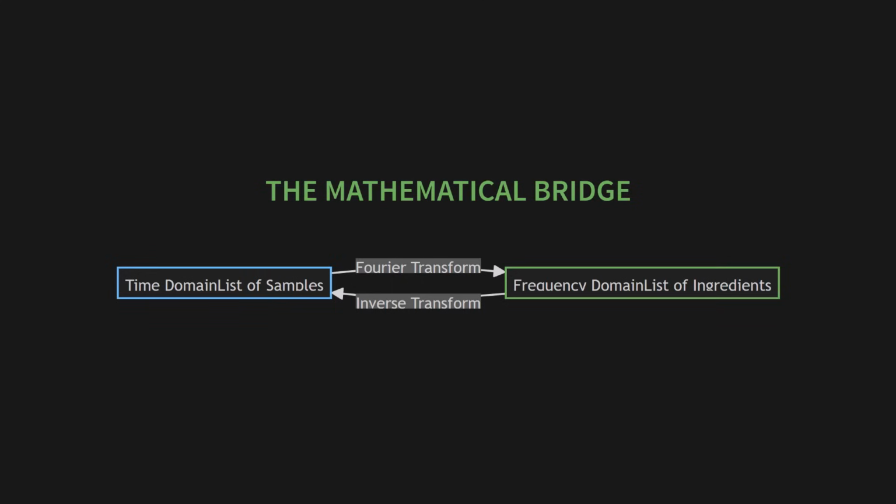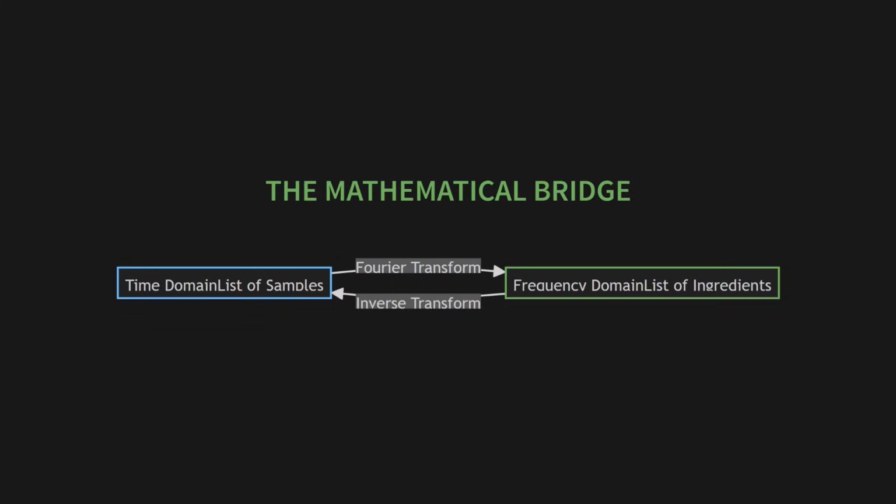And there's a mathematical bridge that lets us travel between these 2 worlds. As you can see in this diagram, you start in the time domain with your list of samples. You apply the Fourier transform, and you arrive in the frequency domain with your list of ingredients. And to go back, you just use the inverse transform. It's a perfect 2-way street.